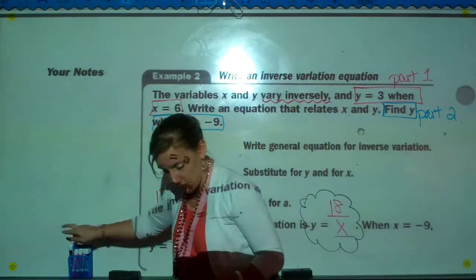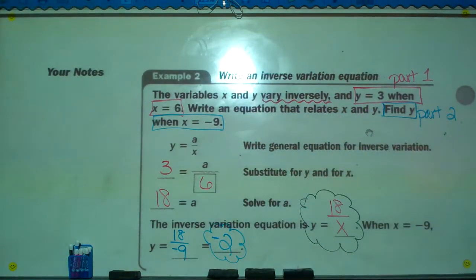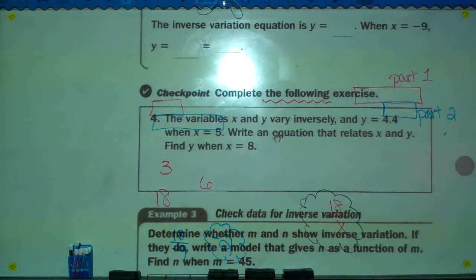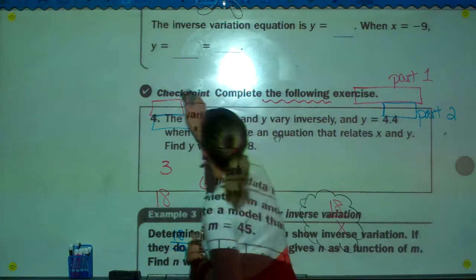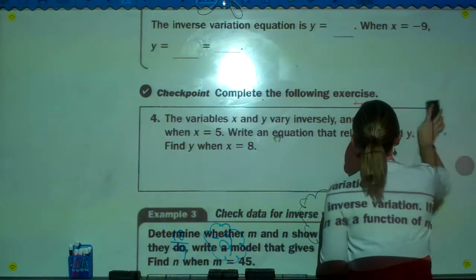So now let's look at the next one. It's going to be similar. All right, let's go through and try it. It's going to be the same setup. Think of it as in two parts.